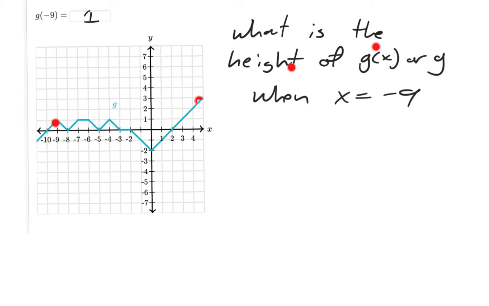That's it. I know it's confusing to look at at first. I know it looks like g times -9. That is not what that means. That is function notation asking for the height of the graph, or the height of the function, when x is whatever the value is there.